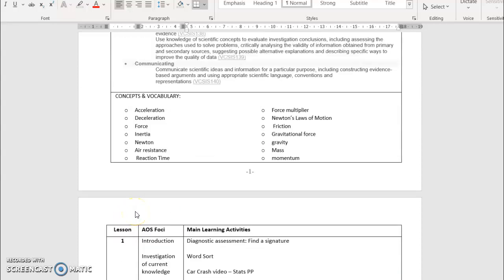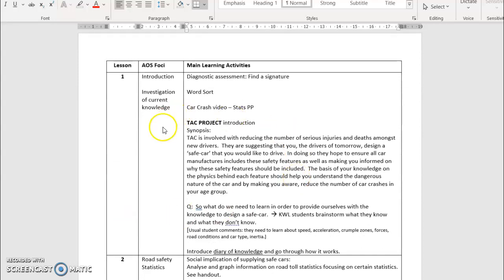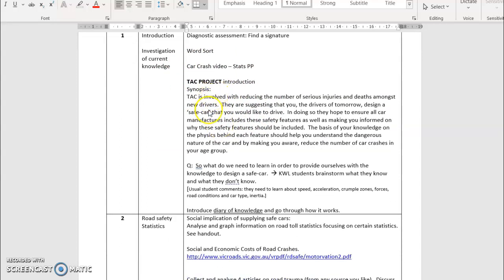So this unit is based on this TAC project that I've dubbed the TAC project. We've got a little bit of a synopsis. So I have a bit of an engaging car crash video. It's a TAC, a car crash of an inexperienced P driver. It's not graphic or anything, but it can be emotional for the students.